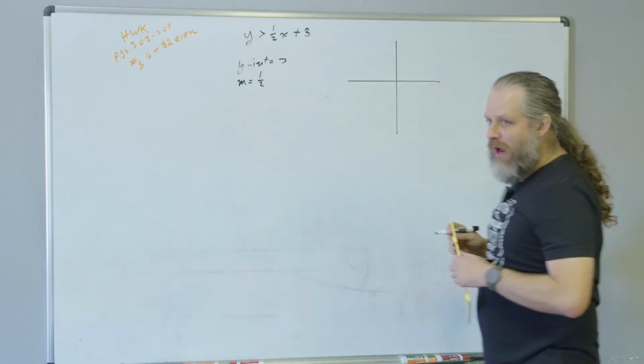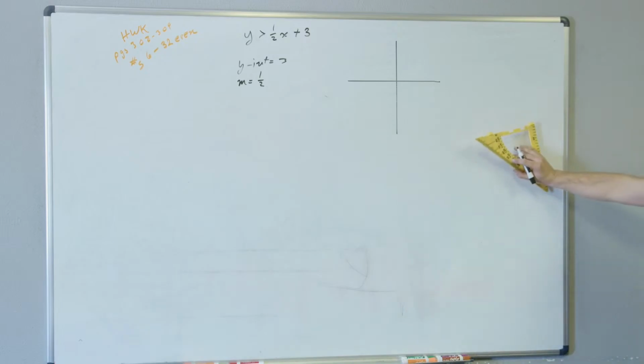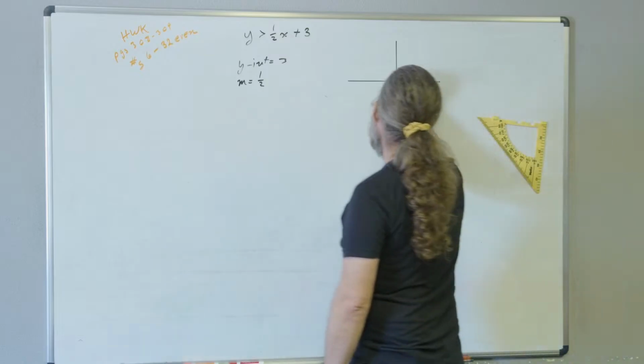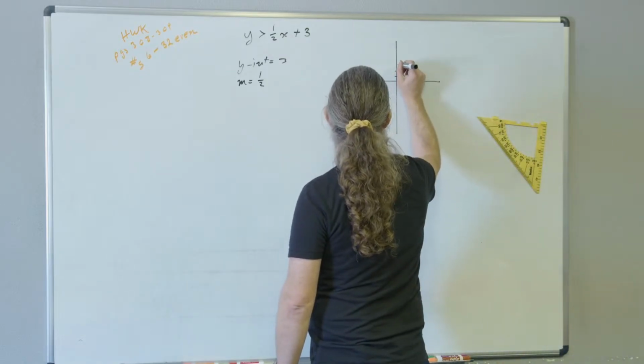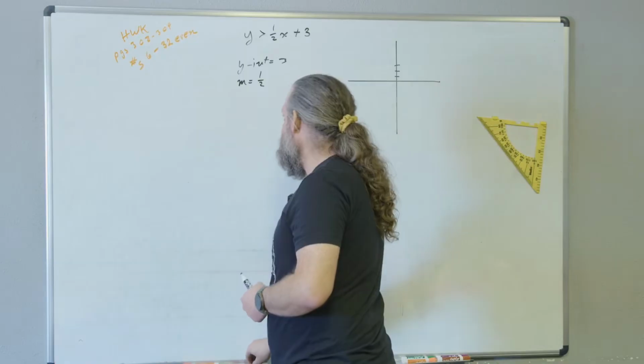Put the 3 on the y-intercept. Which one's the y-axis? Up and down. So I'm going to go up 1, 2, 3, and I'm going to put a dot.